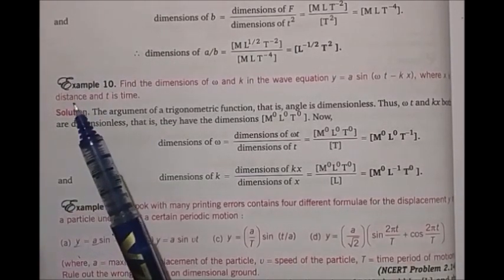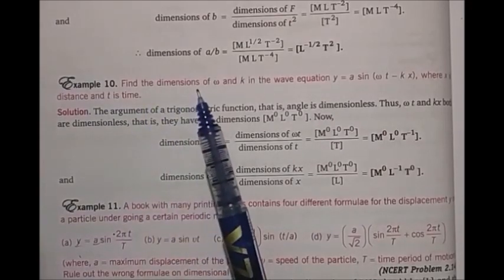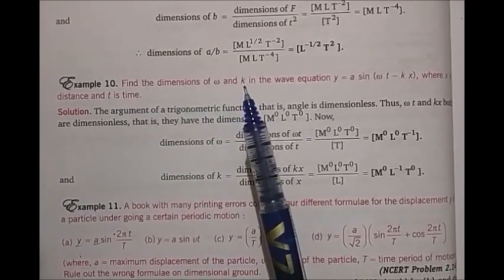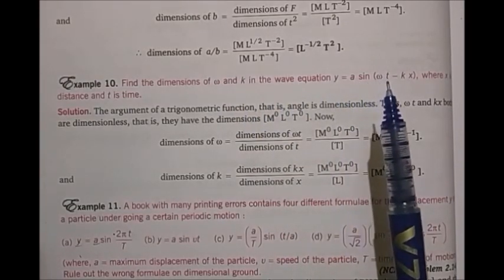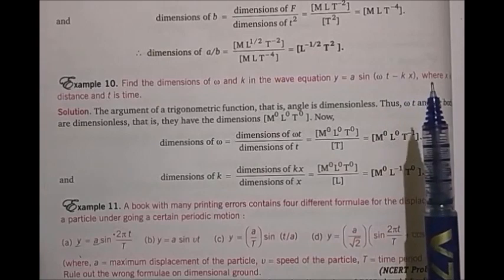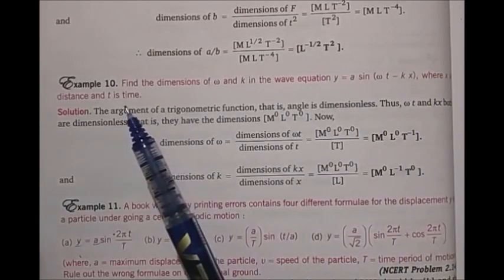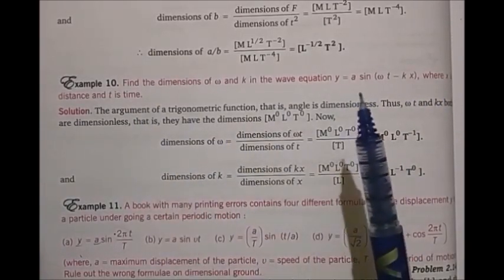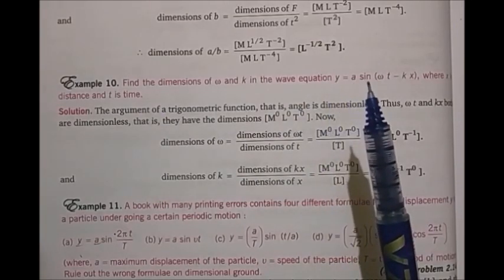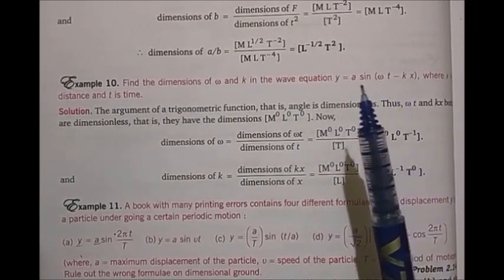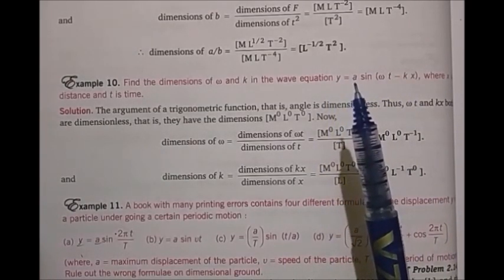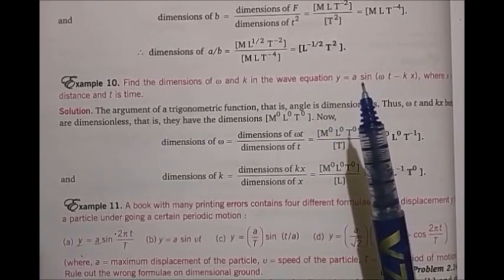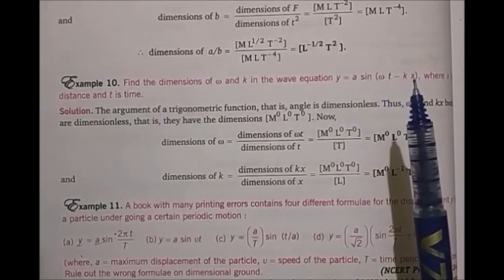Example 10, we are going to see now. Find the dimensions of omega and k in the wave equation y equals a sine(omega t minus kx), where x is distance and t is time. So we are given a wave equation. Y is also a displacement, A is the amplitude of the wave, and sine we already know is a sine of omega t minus kx.